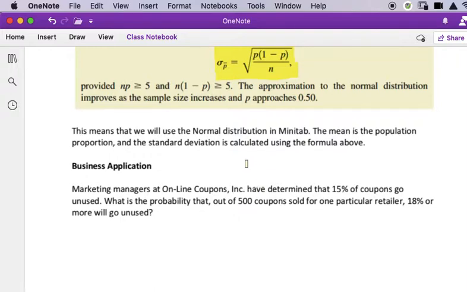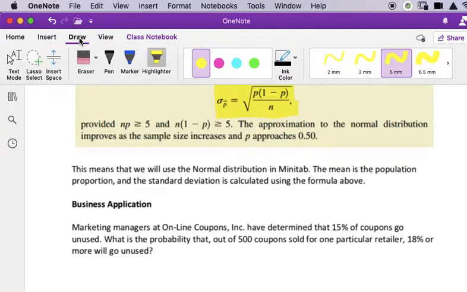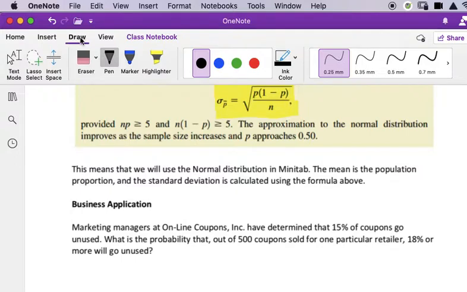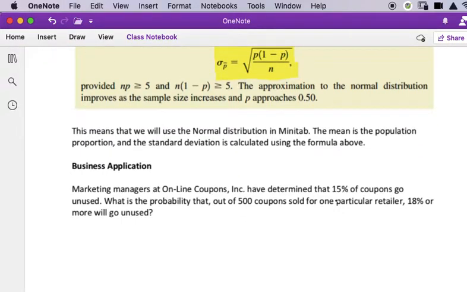So let's look at this business application problem. Marketing managers at Online Coupons have determined that 15% of coupons go unused. What is the probability that out of 500 coupons sold for one particular retailer, 18% or more will go unused? So this 15% here is our value of P, and that's also going to be our mean. We're going to enter that as a decimal, 0.15.